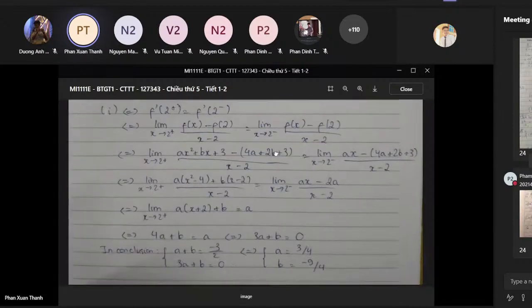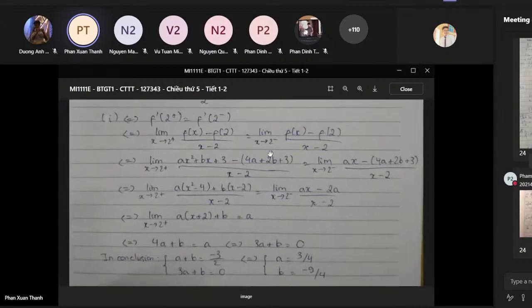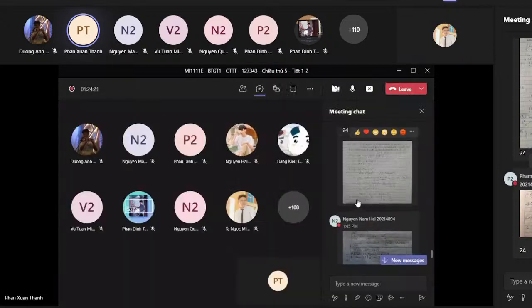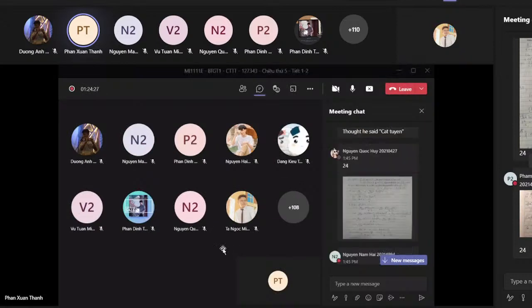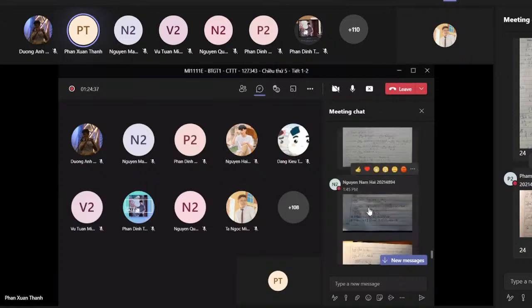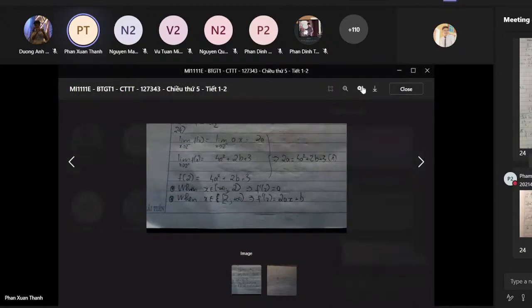So the first condition the function has to satisfy is that f has to be continuous at this point, and then the left hand derivative equals the right hand derivative at this point. Okay, let me take one more. Nguyễn Quốc Huy gives a correct solution for the exercise. Nguyễn Nam Hải. Okay, let me check.